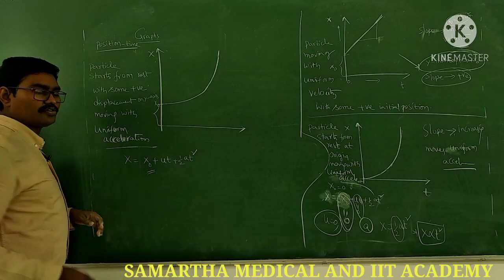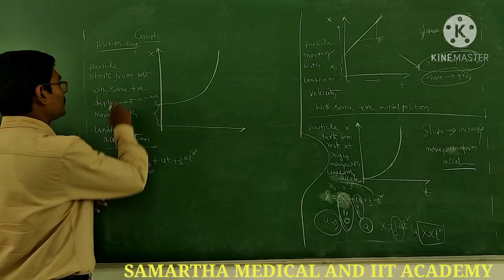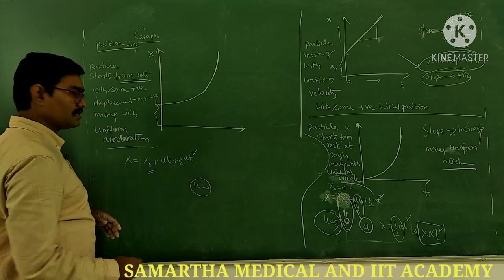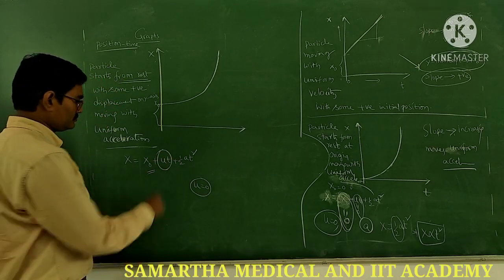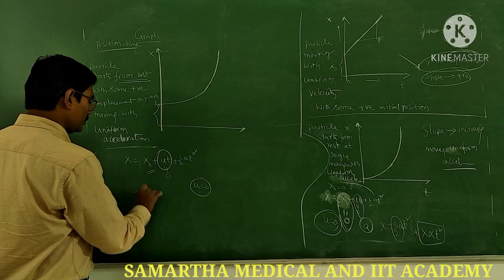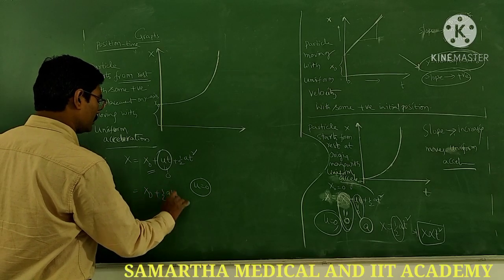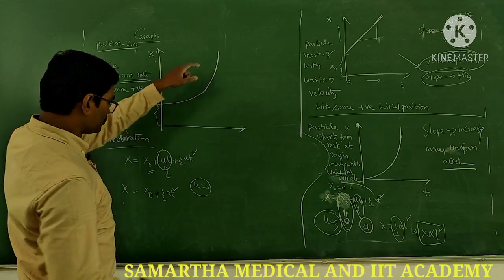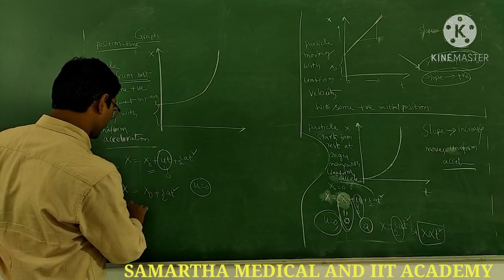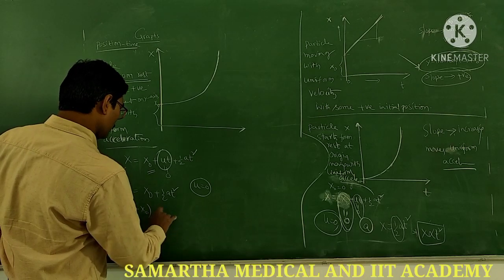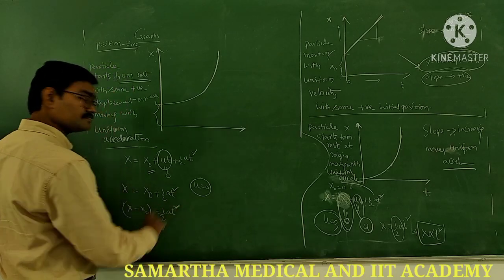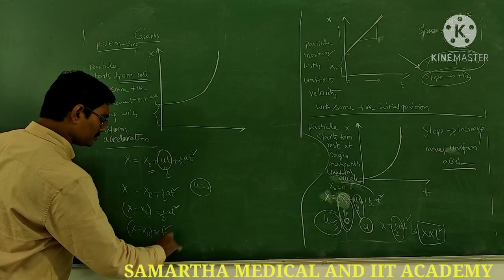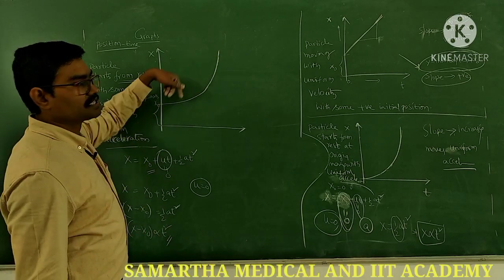x naught is not 0, but the particle starts from rest, so u is 0. So this term will be missing. So x naught plus half at square, that is x. So this is x naught. If you take x minus x naught, it is half at square, so x minus x naught is directly proportional to t square. So that's why you will get the graph like this.